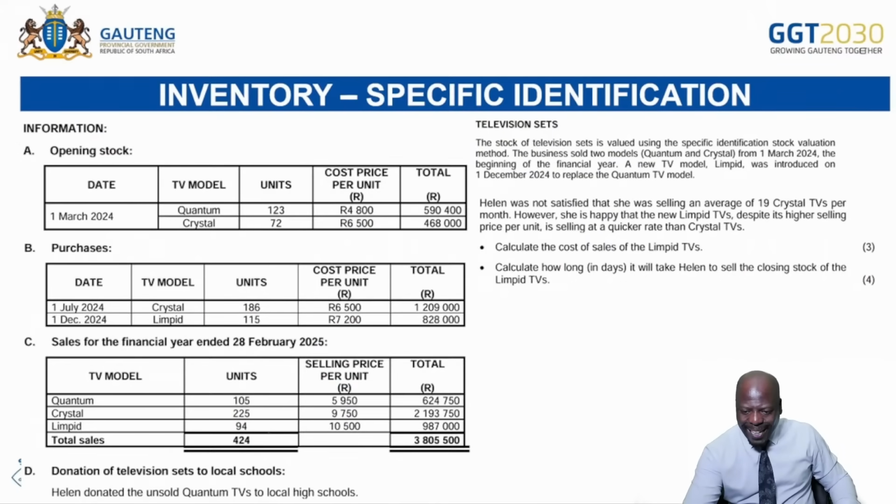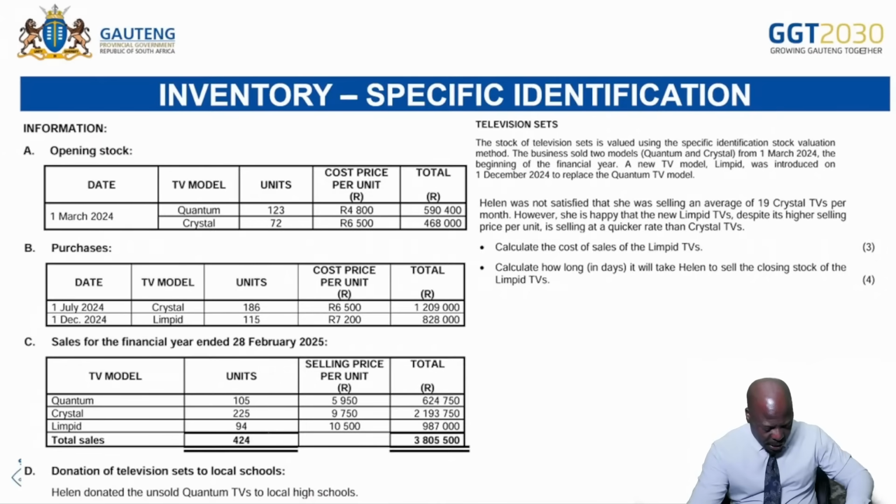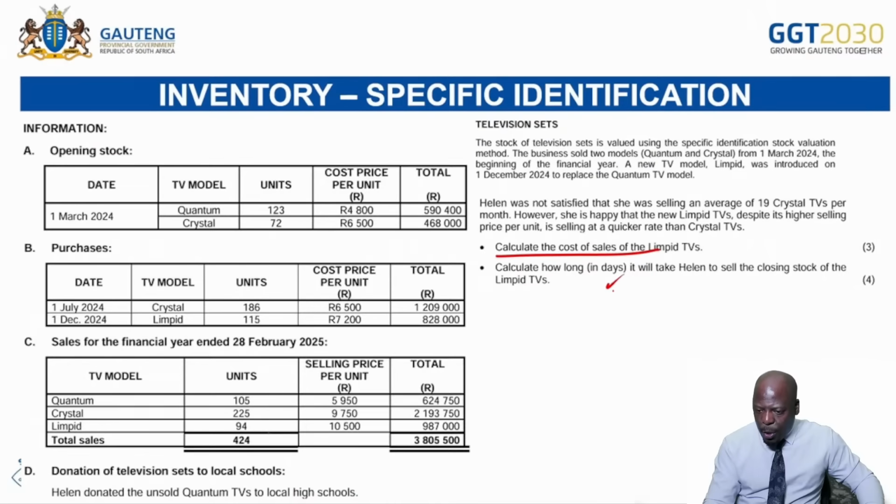Then we're told to calculate the cost of sales of the limpid TV and how long in days it will take to sell the closing stock. Because of time, I'm just going to do the cost of sales only. This one you can do on your own because I've already shown you. Then I'm going to go on to my next question.